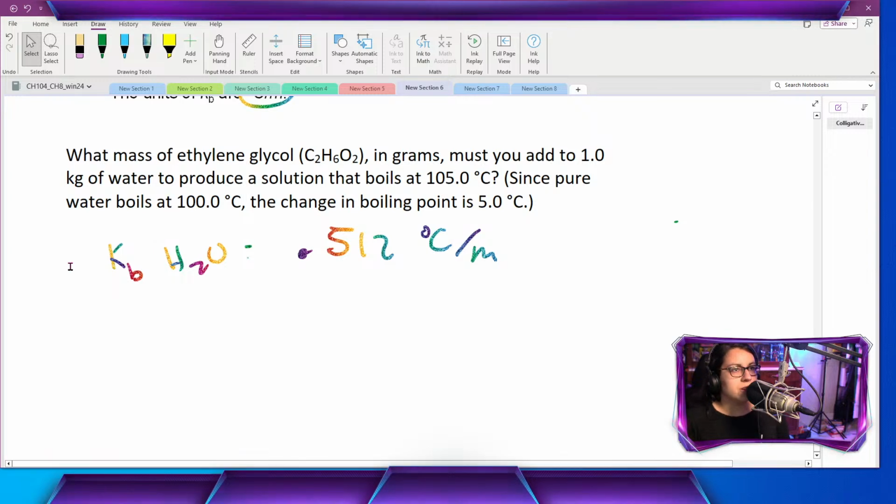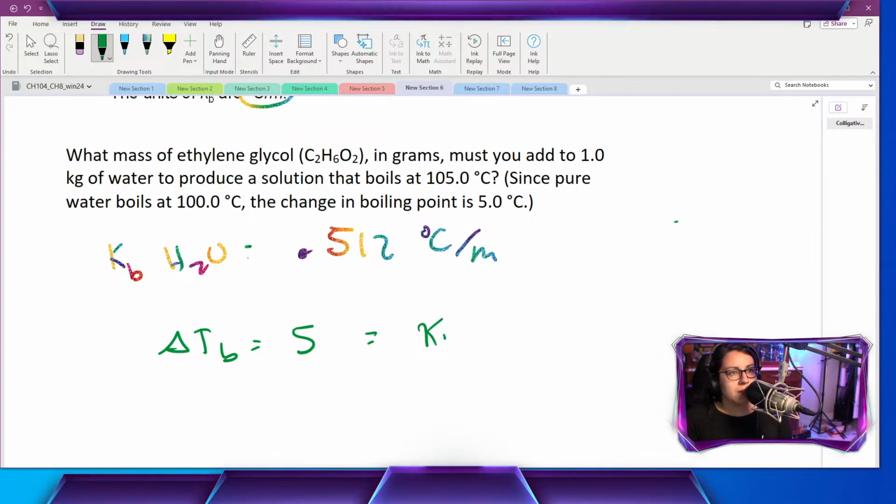All right, let's check in. So this one is a little different. Let's break down what it's asking. What do we have? Well, we're given that we wanted a change in temperature. So now we're saying my change in boiling point temperature is going to be 5. And we said that that is equal to the Kb times our molality. So then we have our formula here.